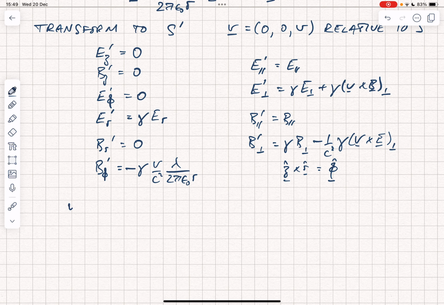But we can identify V lambda as being basically equivalent to a current I, so that implies that B phi primed is minus gamma, we've got mu naught, and that's cancelling the c squared and the epsilon naught, I over 2 pi R. And that, of course, is the result you would get using the Biot-Savart law for the magnetic field from a current carrying wire. Notice the minus sign here is because S prime is moving with velocity v relative to S, which means that from S prime's perspective, the current is flowing backwards along the minus z direction, and that's where that minus sign has come from.